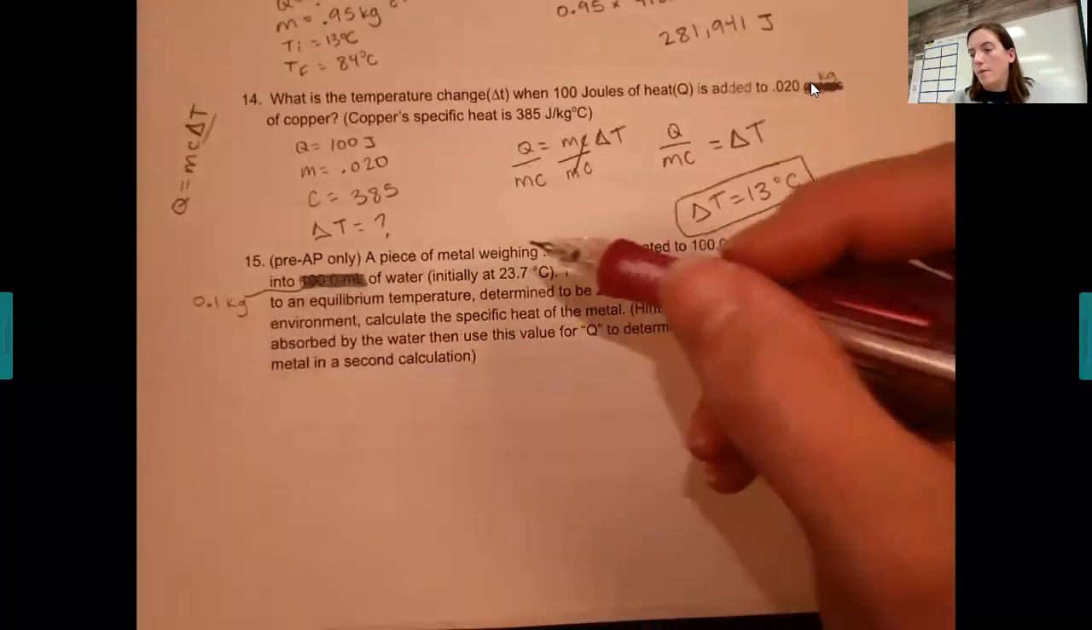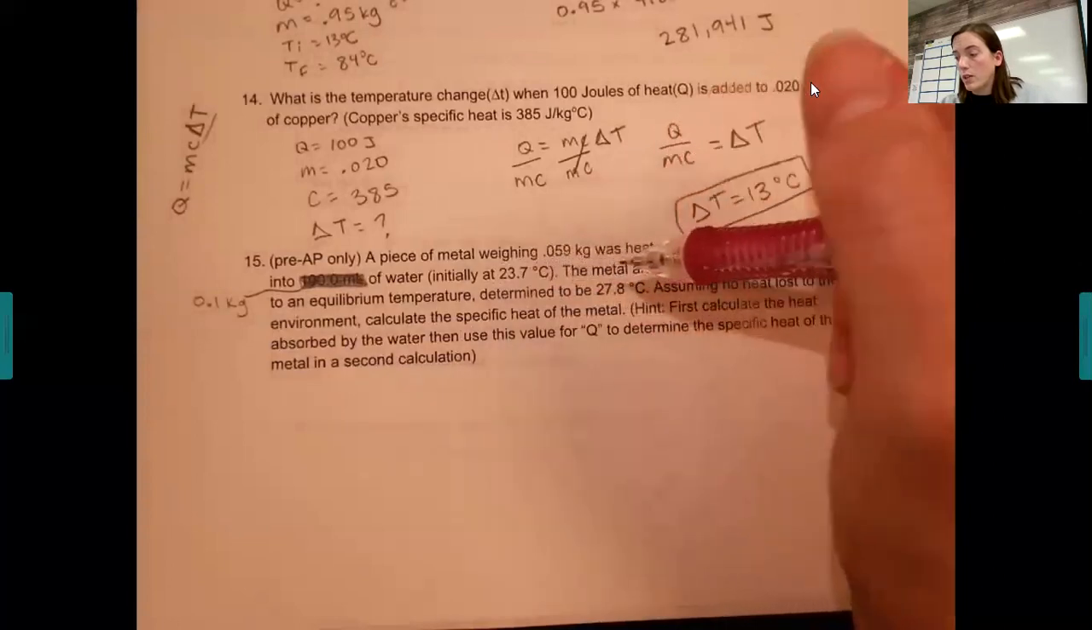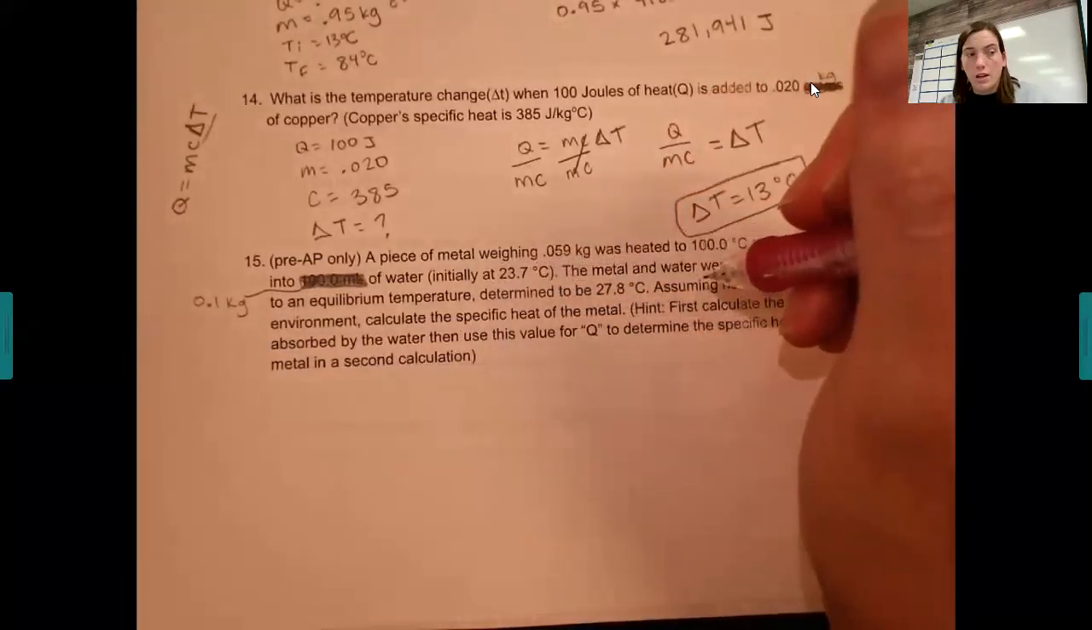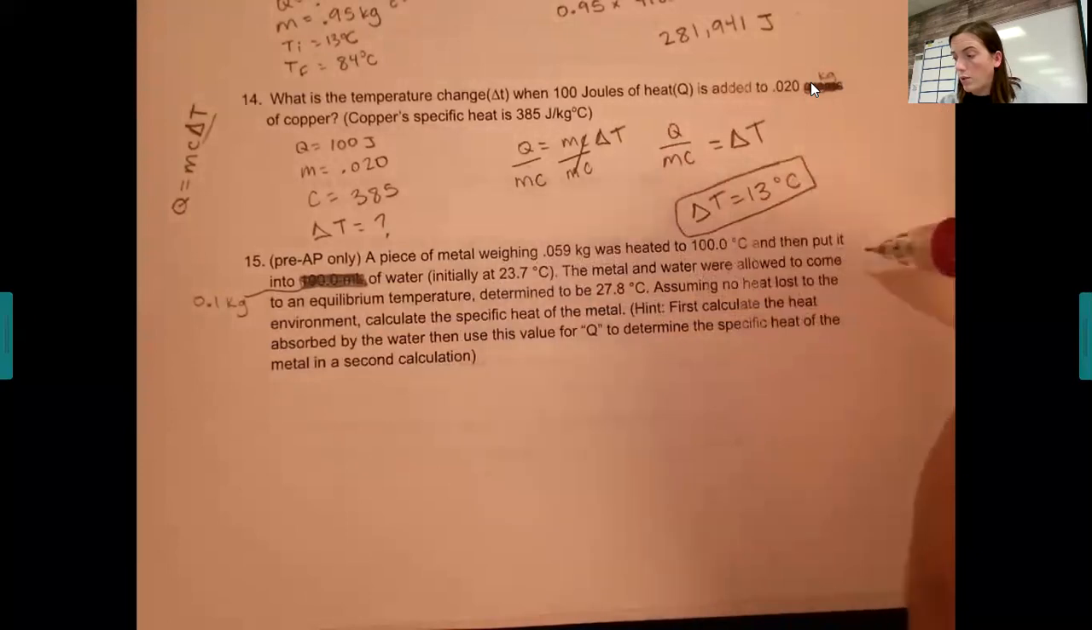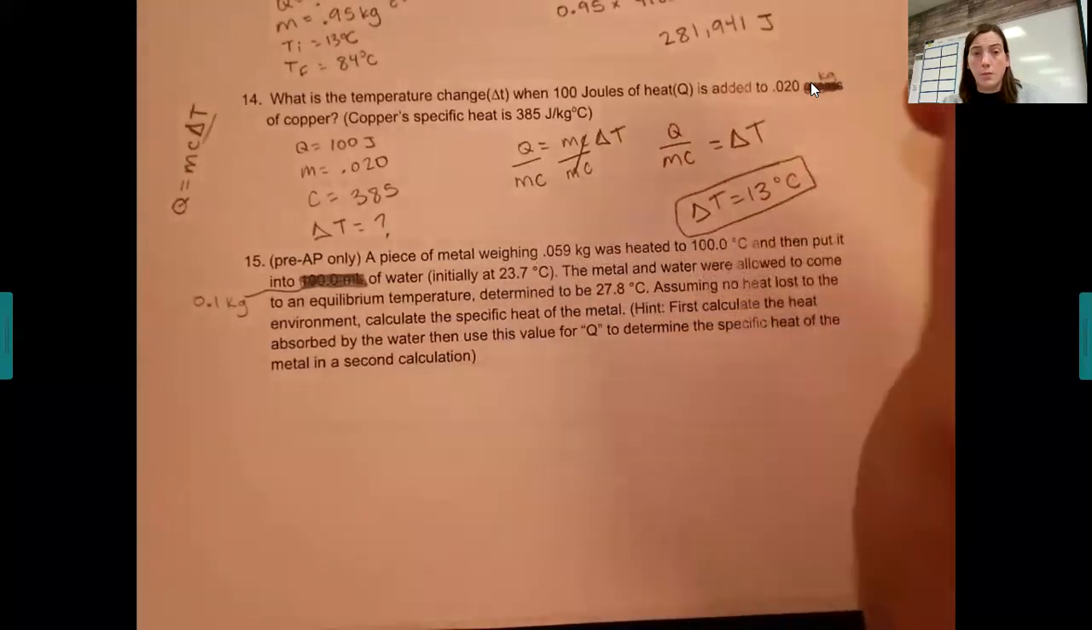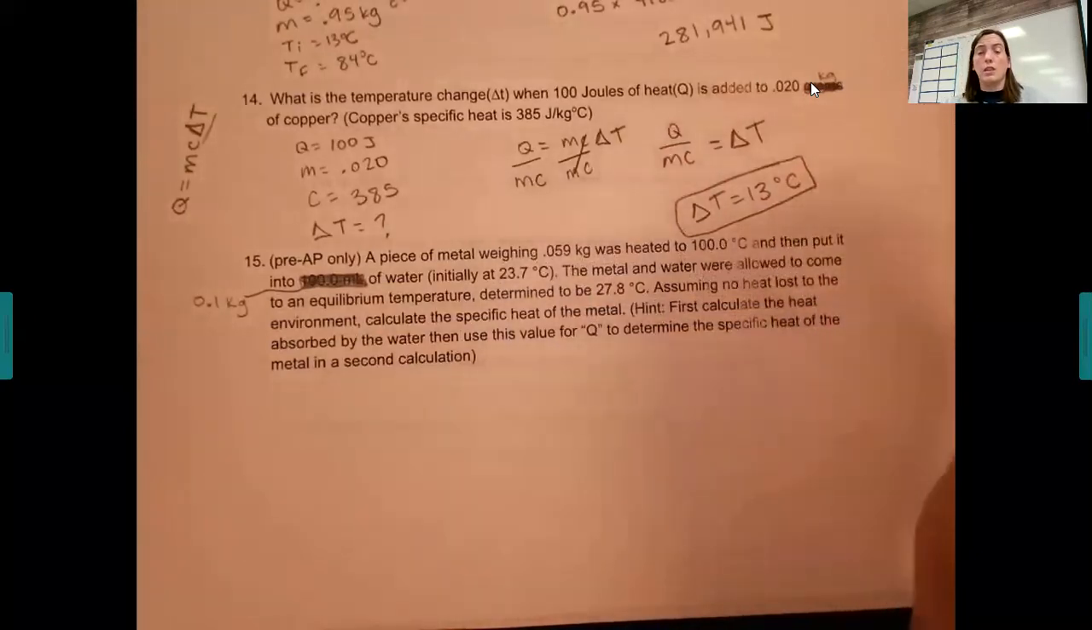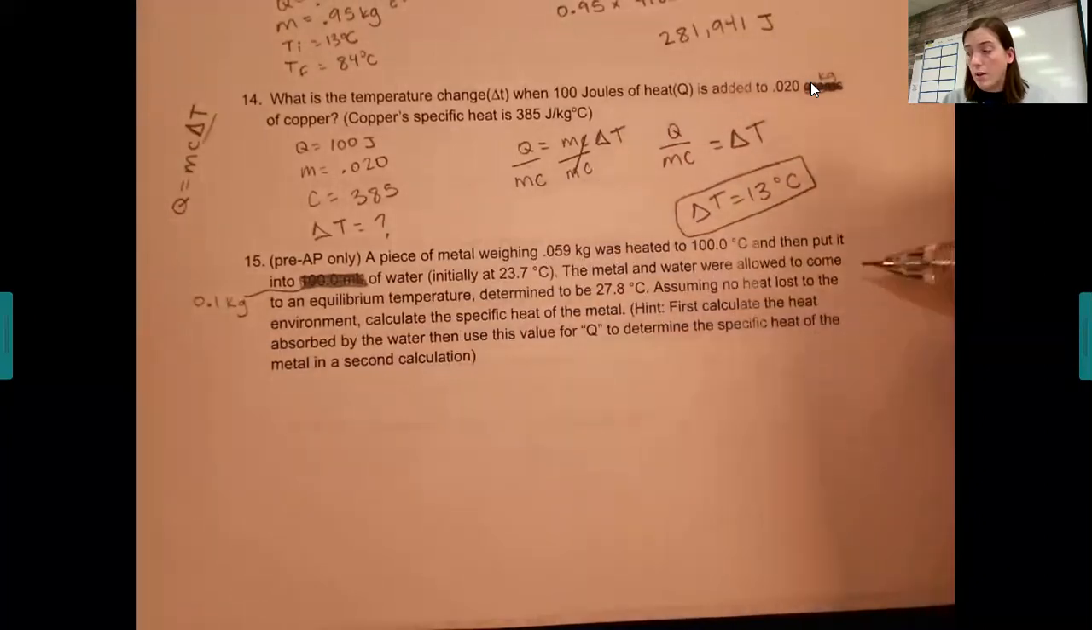The water is initially at 23.7 degrees Celsius. The metal and water were allowed to come to an equilibrium temperature, determined to be 27.8 degrees Celsius. Assuming no heat is lost to the environment, calculate the specific heat of the metal. I gave you some hints. First, calculate the heat absorbed by the water, then use the value for Q to determine the specific heat of the metal in the second calculation.